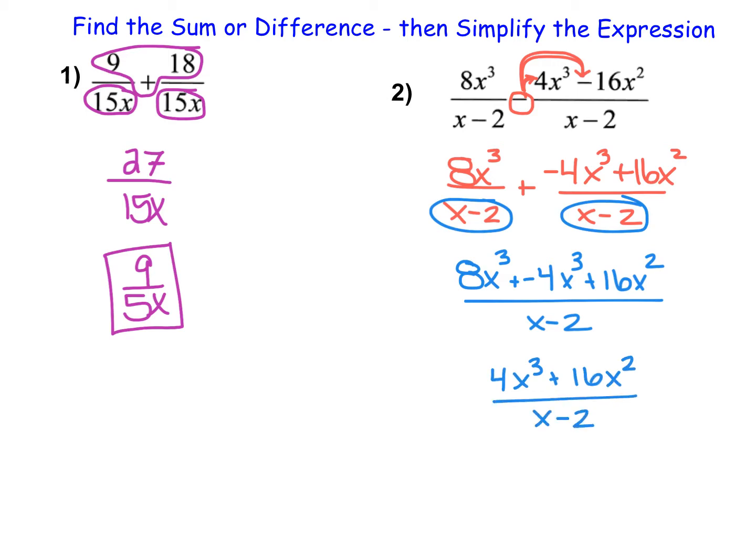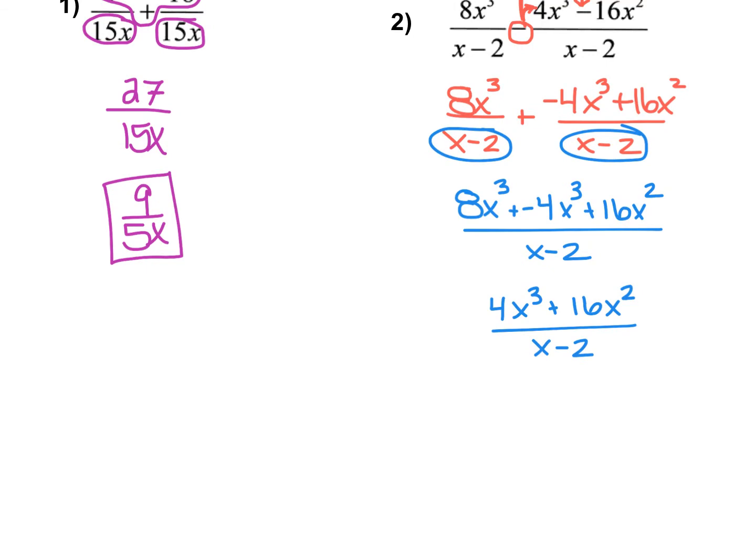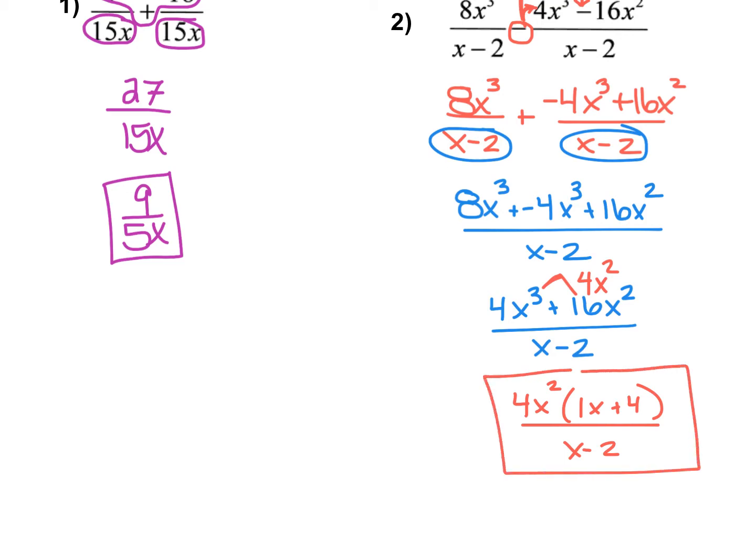Now, if you want to make sure that you don't have anything else that you can simplify out of this particular expression, you do need to factor that numerator a little bit further just to make sure. Well, I notice these both have a GCF of 4x squared. So if I factor out a 4x squared, I end up with 1x plus 4, which I notice can't be simplified with my denominator. So this would be my final answer. It doesn't simplify any further.